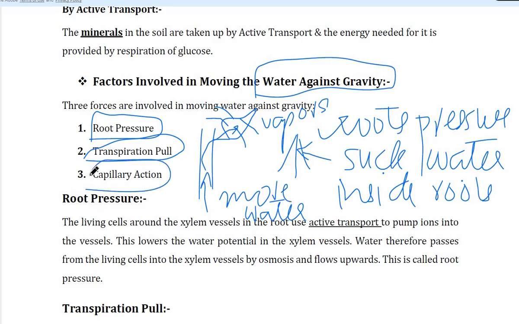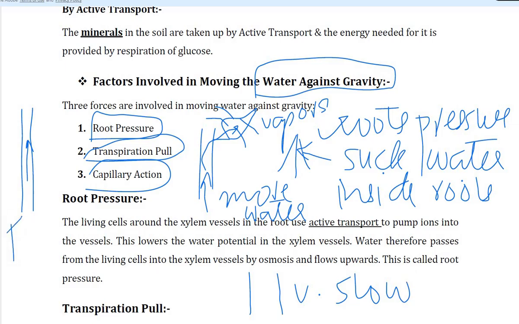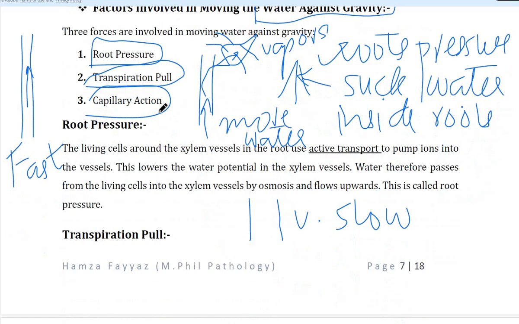And the third one is capillary action. The diameter of the xylem vessel is very narrow, so even a small amount of water will move fast. If the xylem were wider, then water movement in the upward direction would have been very slow. Now the water movement is fast because the diameter of the xylem vessel is small. So all these three factors, root pressure, transpiration pull and capillary action, together move the water in the upward direction against the force of gravity.